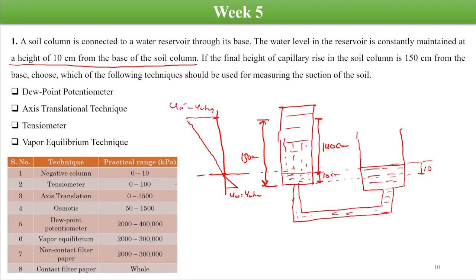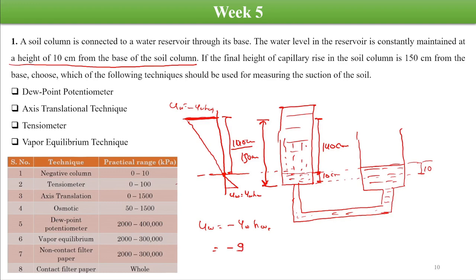Okay, UW. So we want to first know what is the maximum value of the matric suction which is going to be there in the soil sample, based on which we'll decide which type of technique we are going to use, right? So this height, which is giving you the matric suction, is going to be 140 centimeter. Okay, so to determine the pore water matric suction at this point, the farthest point, we are going to use UW is equal to minus gamma W and SW1. Let's say the height SW1 is this height, so that is 140 centimeter.